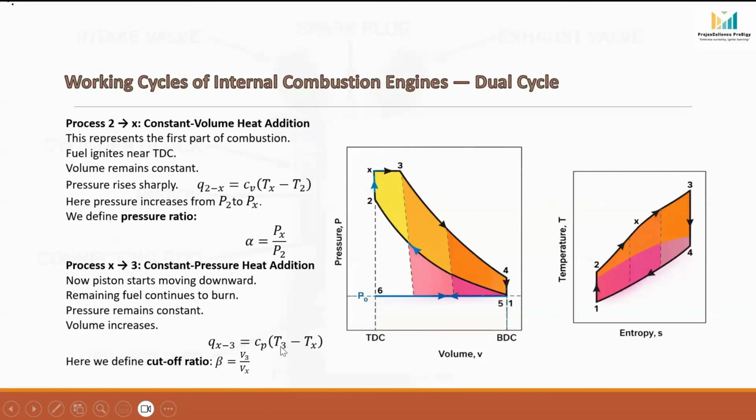And the heat added in this process is Cp (T3 minus Tx). And we define the cutoff ratio which we denote with beta, and beta is equal to V3 divided by Vx. This indicates how much the volume increases during this stage of combustion.